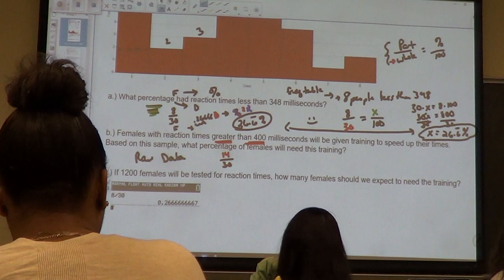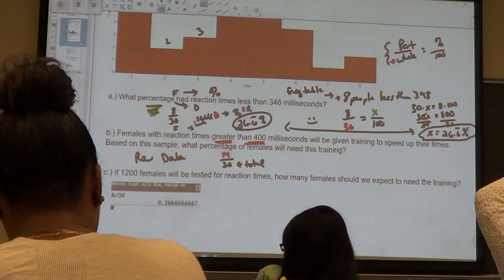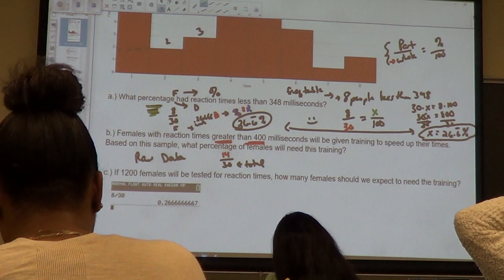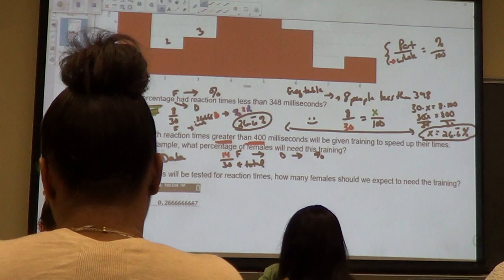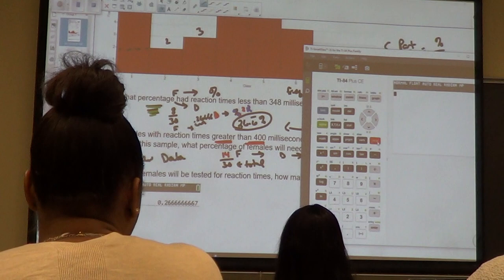Do y'all want to do it as part over whole or do y'all want to do it as fraction decimal percent? Doesn't matter, we'll get the same answer. What floats y'all's boat? Fraction decimal percent. Okay, so Sarah said she wants to go fraction into decimal into percentage. So to turn the fraction into a decimal, what do we have to do? Divide. So we go to our calculator, 14 divided by 30.